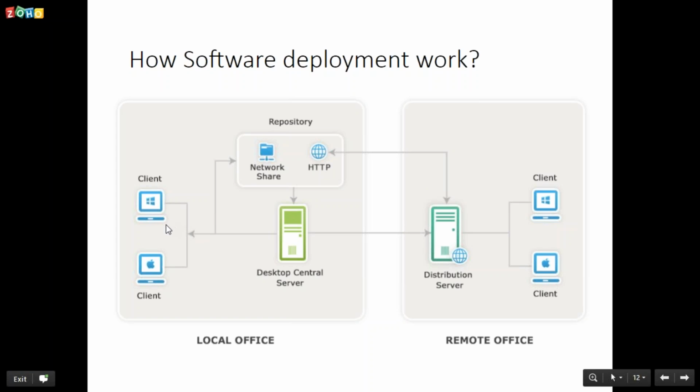Within the local area network, when you deploy a software deployment task, the client machines connect to the network share, download the installer file, and start the installation. In terms of a remote office, the distribution server will get the packages from the HTTP repository for the WAN machines to access them locally. After the installation, both LAN and WAN machines will post the status directly to the server, so we can view the console with the status information.